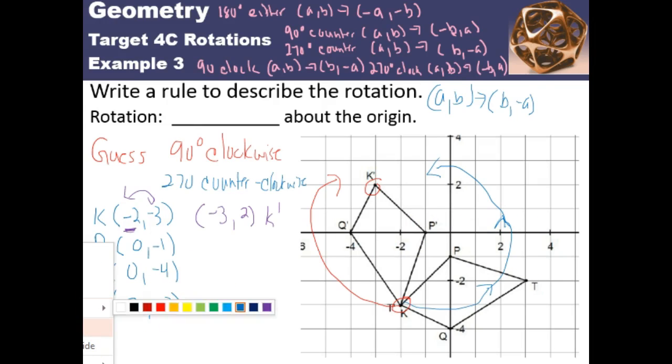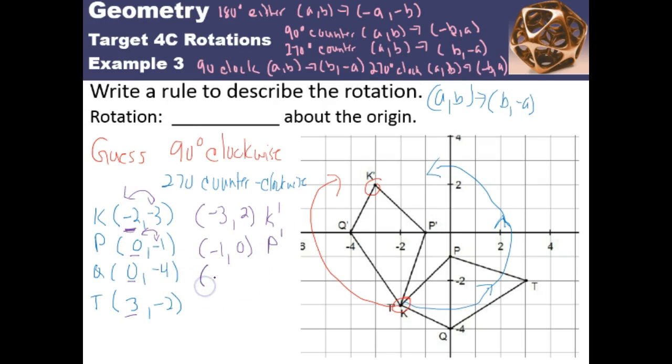Alright, now we need to change these around, so get a new ink color and do purple. So again, we're going to underline the first, and then we're going to change places and signs. So when I trade places, I get (-1, 0), can't change signs, so that's P prime. Q, switch these around, so (-4, 0), but again 0 can't change sign, so this is Q prime. And then finally -2, and this one can change signs. The opposite of 3 is negative 3, and that's T prime.